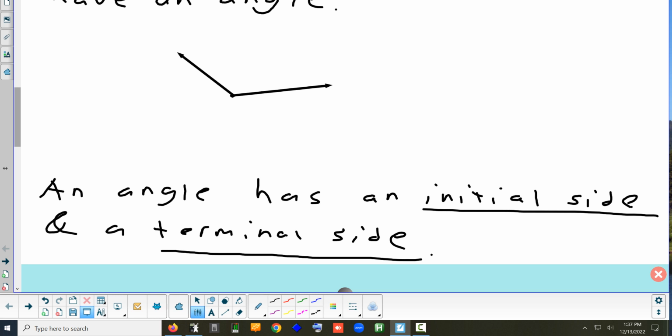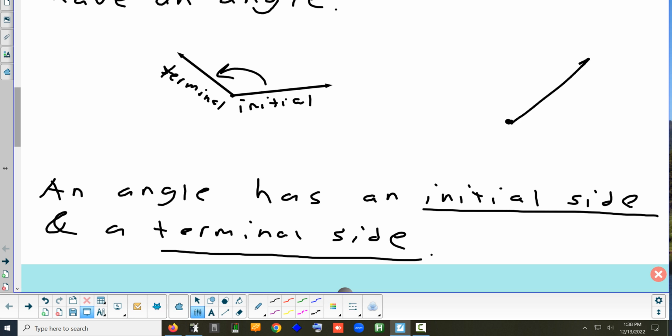So when we draw an angle, it has 2 sides. It has an initial side and a terminal side. So how do you know which side is which? Well, if you look at the 2 rays and you put yourself in between them, not outside them, but in between them, and you rotate counterclockwise inside the 2 rays, wherever you start is the initial, wherever you would end is the terminal.